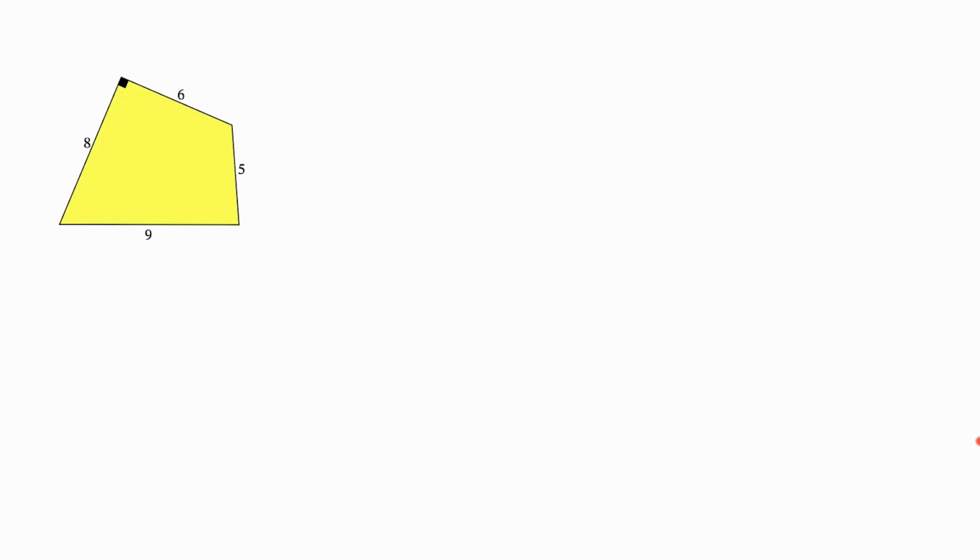In today's video, we are going to find the area of this yellow shaded region. We have four side lengths and this angle, which is a right angle. This is an irregular quadrilateral.